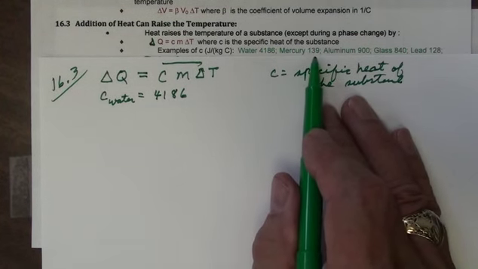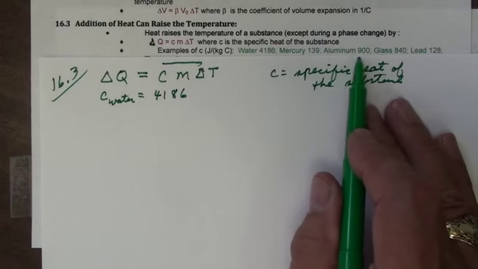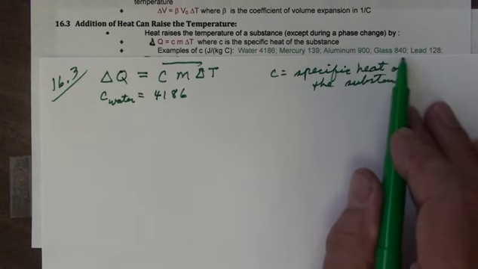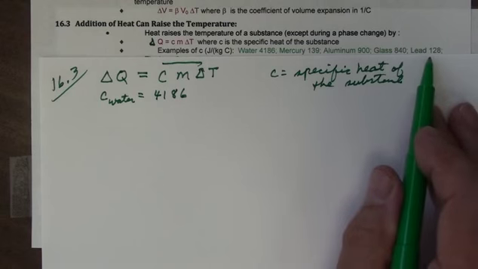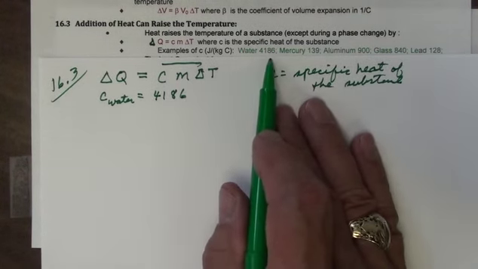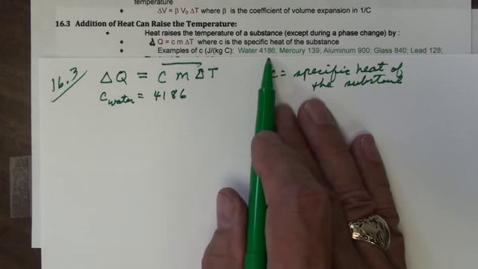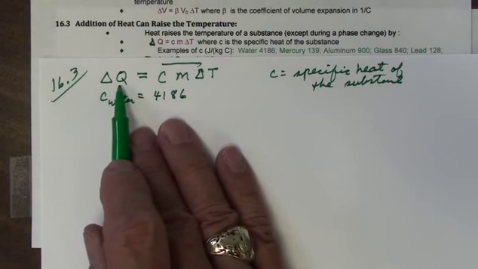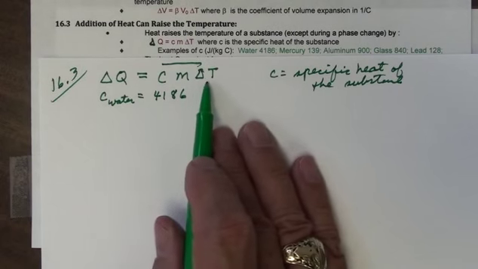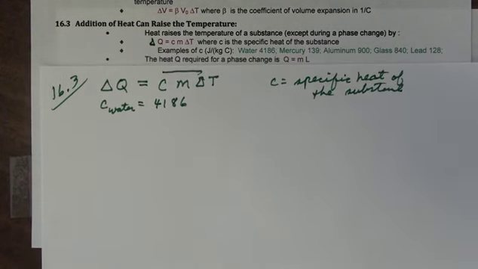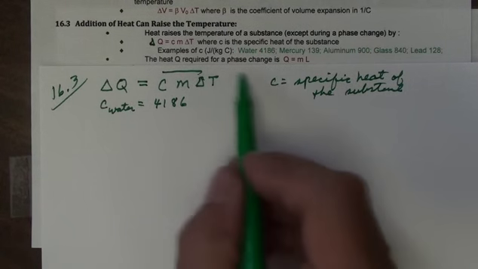Mercury is just 139, very different. Aluminum is 900. Glass is 840, and lead's 128. Well, gosh, I think you can see from this that water, in fact, requires a tremendous amount of heat to change the temperature by a small amount. Now, this is for anything when we're heating something.